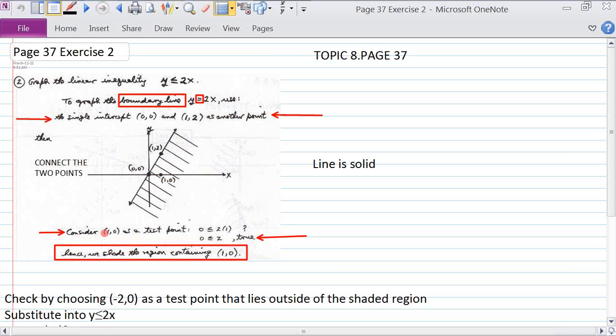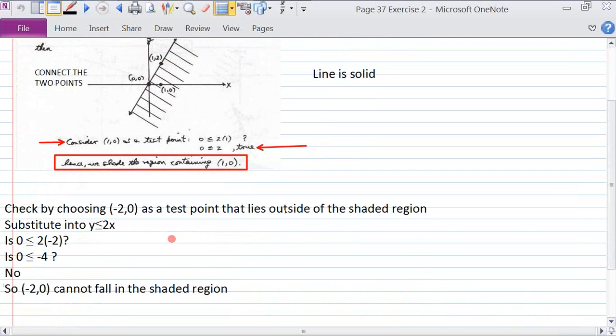So we put (1, 0) into the original inequality, which means that y is 0. Is 0 less than or equal to 2 times 1? And the answer is yes, 0 is less than 2. So that's okay. That's true, which means that we shade on the side of the line that contains (1, 0). Not on this side, but on this side, because using the test point (1, 0) works. So we shade the region containing (1, 0).